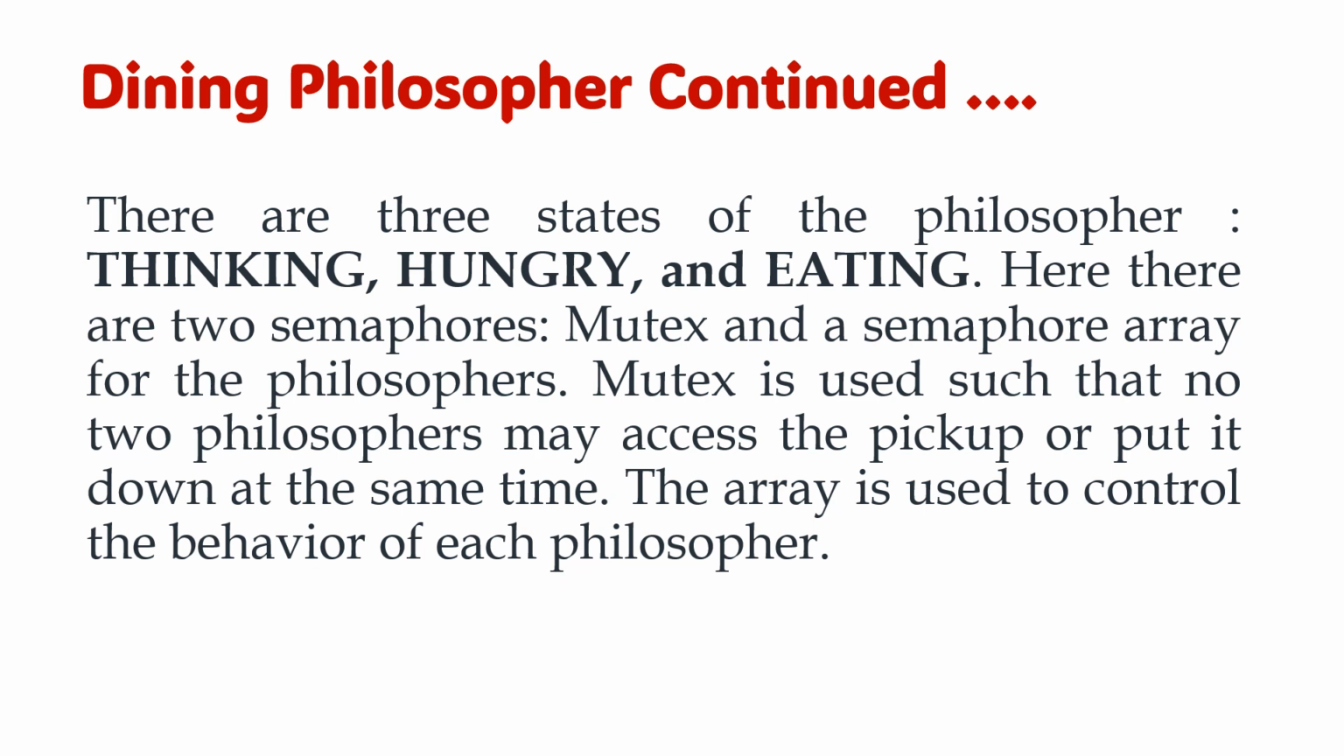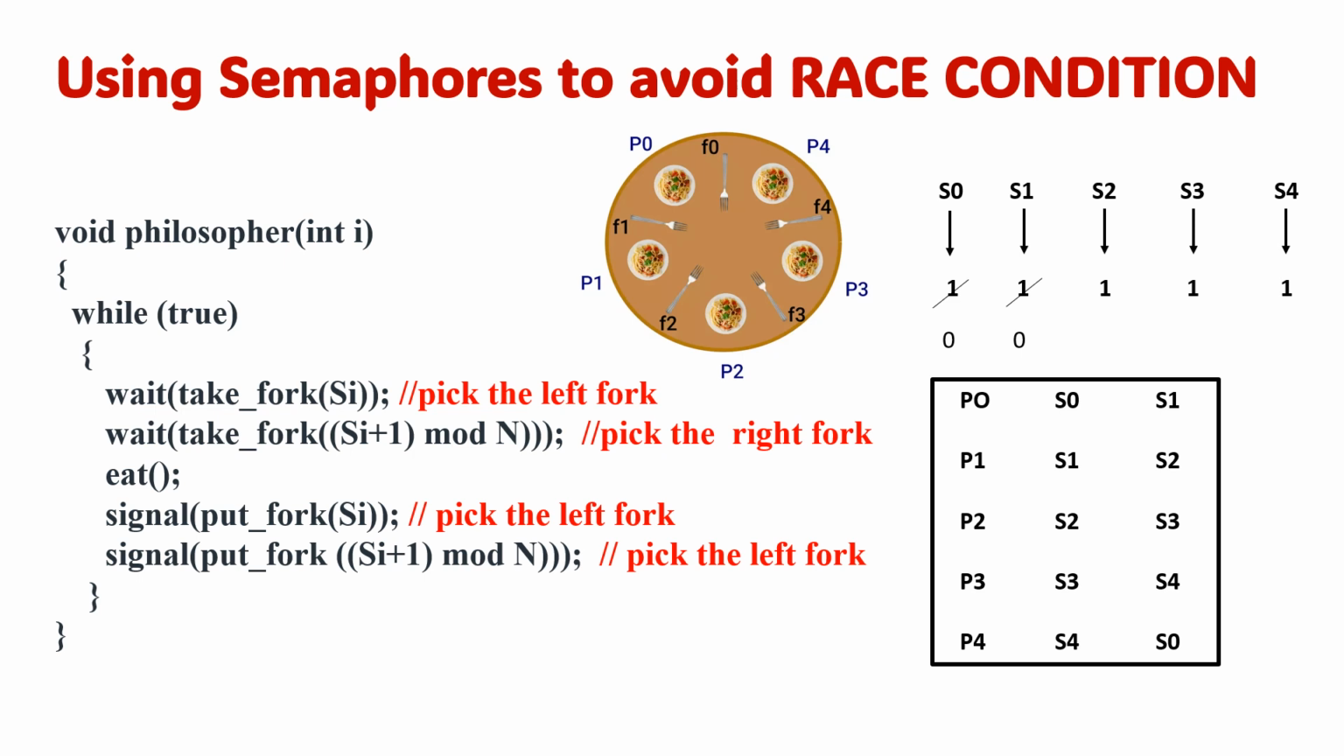So how many semaphores are there? As many as the number of philosophers, or the number of forks, that is 5. By using semaphores, the race condition can be avoided. What do you mean by race condition? If one philosopher is eating, another one has to wait till he finishes eating and puts the forks back. Semaphore is one of the solutions to this problem.